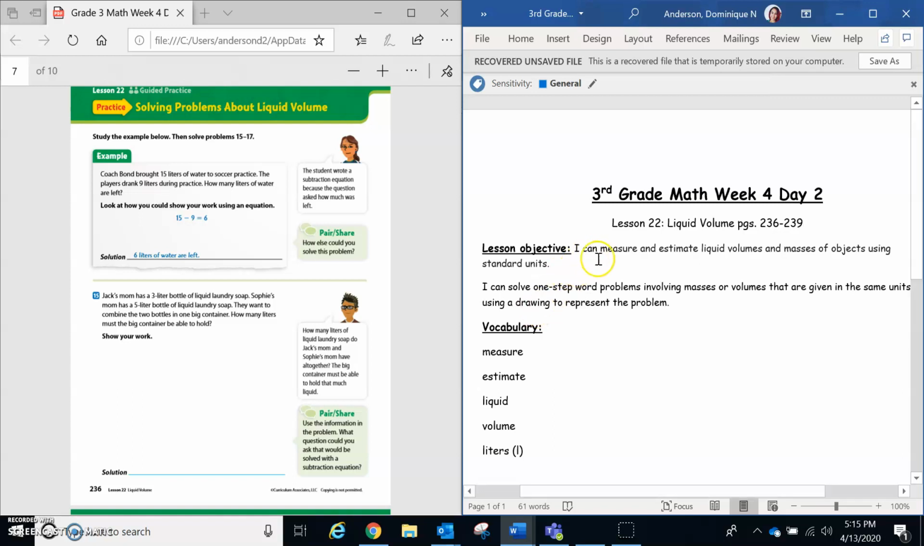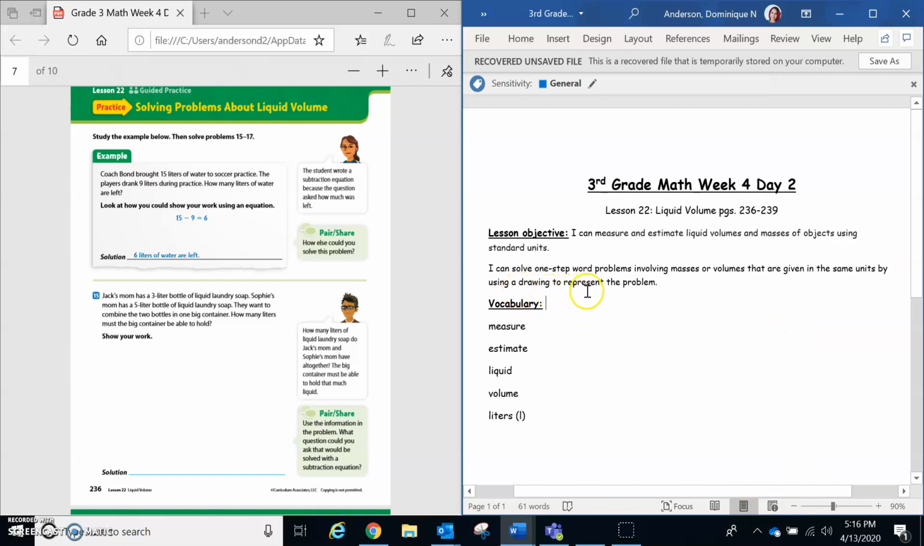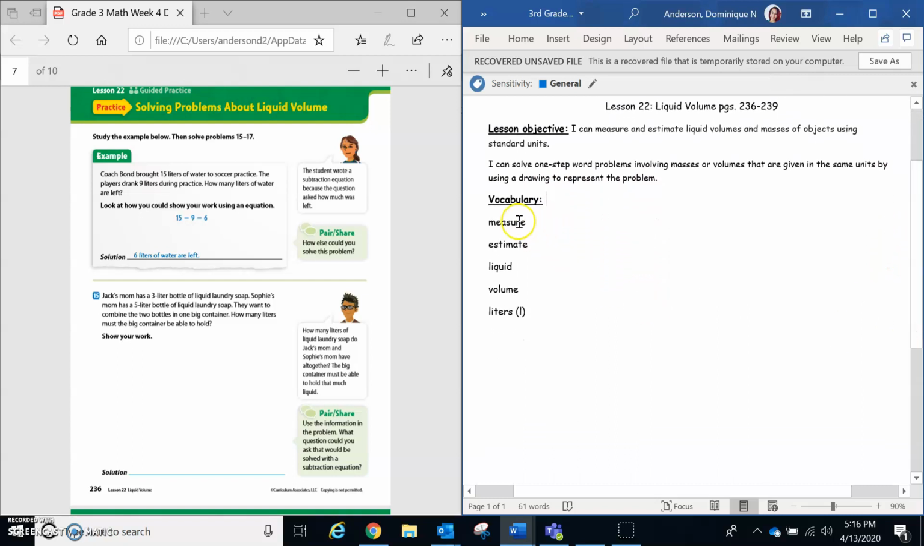All right, our lesson objectives for today are: I can measure and estimate liquid volumes and masses of objects using standard units. So again, that's being able to measure, whether that be like our measuring cup or a beaker, and measure how much of a liquid we have. Then I can also solve one-step word problems involving masses or volumes. We're focused on the volumes part, that are given in the same unit by using a drawing to represent the problem. Our vocabulary for today is measure, estimate, liquid, volume, and liter. So this is the same vocabulary we worked on yesterday.